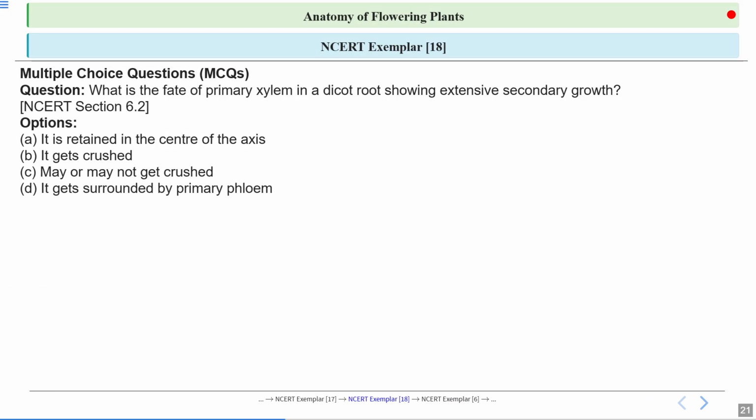Next question. What is the fate of primary xylem in a dicot root showing extensive secondary growth? This question is coming from the NCERT section 6.2. Options are as follows. A, it is retained in the center of the axis. B, it gets crushed. C, may or may not get crushed. And D, it gets surrounded by primary phloem. Let us see the answer of this question.